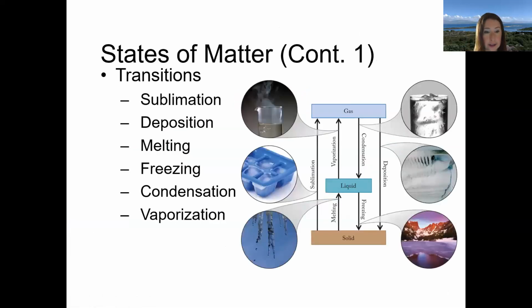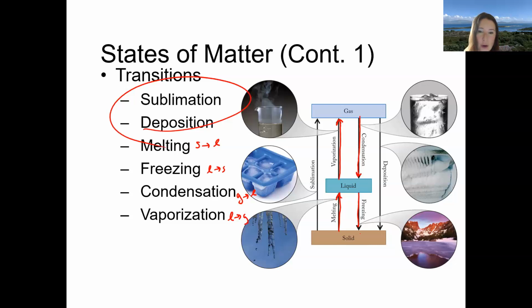Okay, another thing we need to make sure we know is how we go from one form of matter to another. So we're pretty good with melting, right? Melting, a solid to a liquid. Freezing is the opposite, liquid to a solid. Condensation, think of when you take a shower and the mirror fogs up. The water molecules condense on the mirror. Water goes from a gas to a liquid. Vaporization is exactly the opposite, a liquid to a gas.